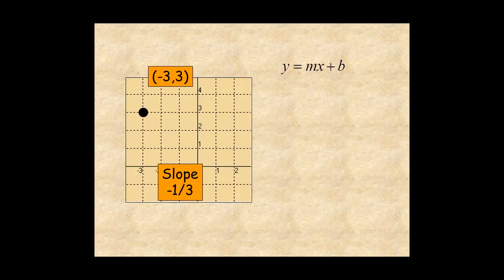For the first example, you're given a line that passes through the point -3, 3 with a slope of -1/3. This is an easy problem. You can see right away from the graph the y-intercept is 2. So the equation is y equals -1/3 x plus 2.